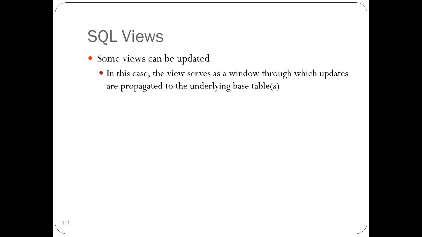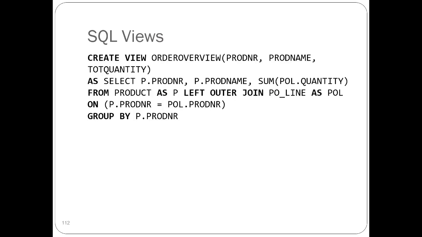So some views can be updatable. We'll look at some examples where we can allow the view to be updatable and where we cannot. Now in the cases where the view is updatable, it serves as a window through which the updates can be propagated to the underlying base tables. So this should be simple enough.